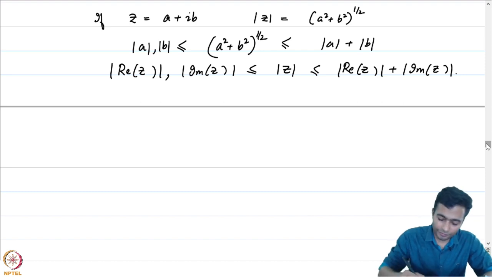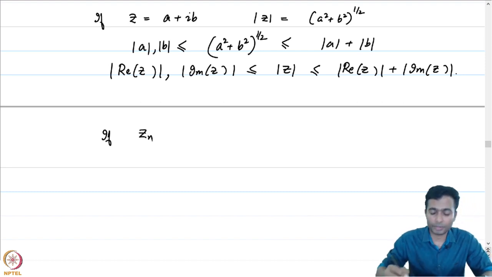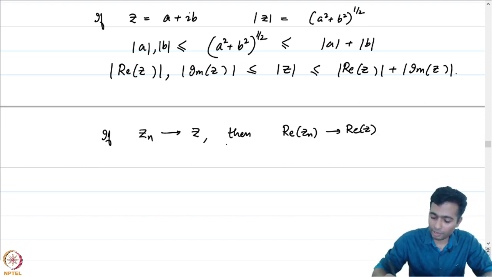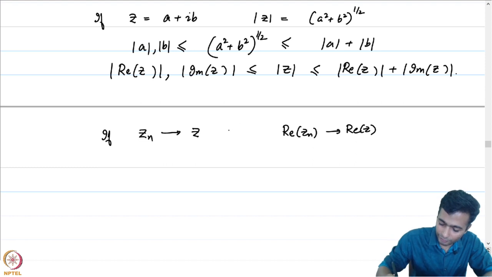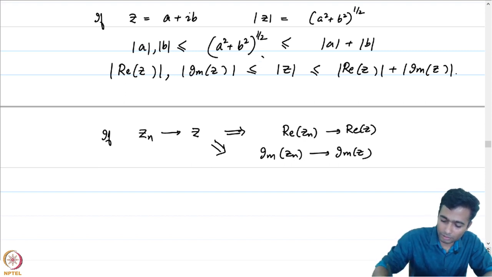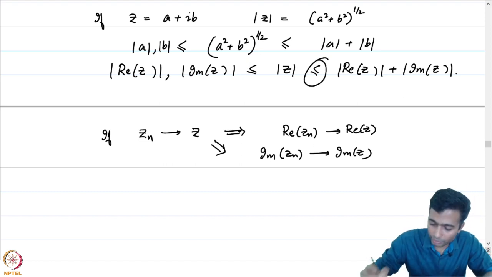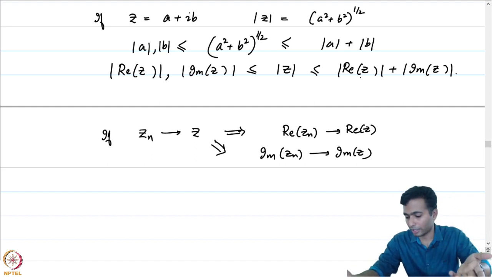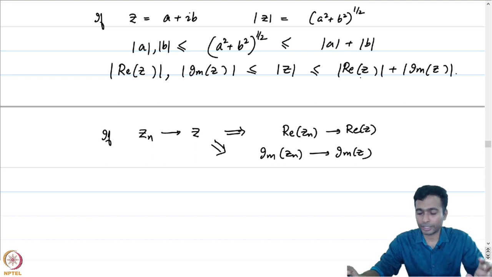Because of these inequalities, if Zn is a sequence of complex numbers which converges to Z, then we immediately have that the real part of Zn converges to the real part of Z. And we also have one more implication, which is basically the imaginary part of Zn converges to the imaginary part of Z. This is coming from this inequality. And this inequality tells us that if the real part of Zn and the imaginary part of Zn simultaneously converge to the real part of Z and the imaginary part of Z, then Zn converges to Z.